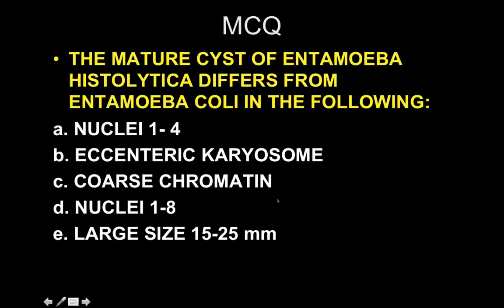So coming again to the MCQ which is related to this part: the mature cyst of Entamoeba histolytica differs from Entamoeba coli in the following. Again, you have to read all the options before you come up with the answer. Nuclei 1 to 4, eccentric karyosome, no. Coarse chromatin, no, not with Entamoeba histolytica. 1 to 8 nuclei, no, it is a characteristic feature of Entamoeba coli. Large size up to 25 millimeters, again seen with coli. So the answer is going to be 1 to 4 nuclei, or A.